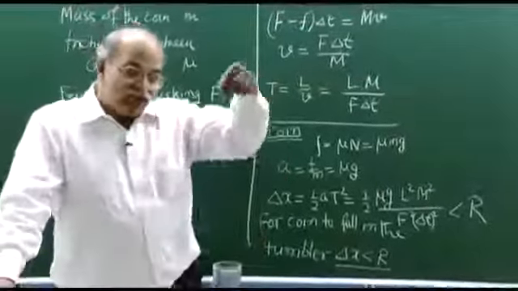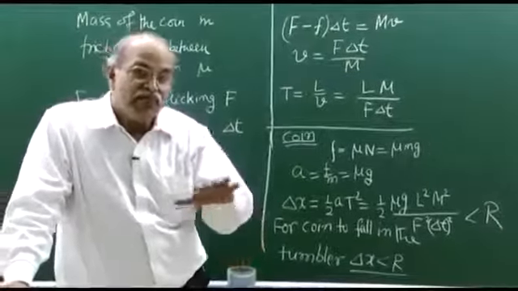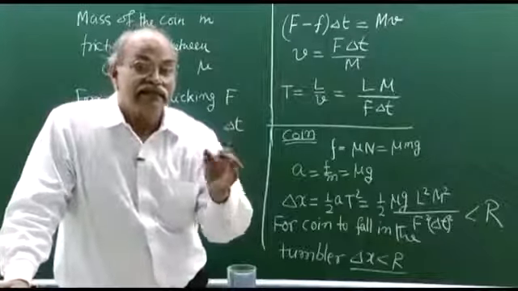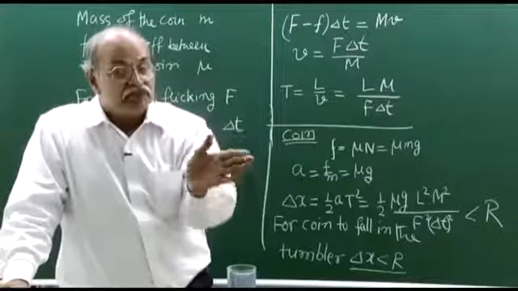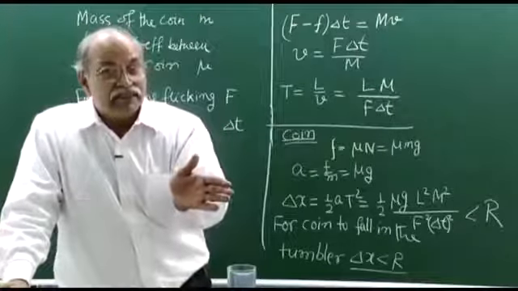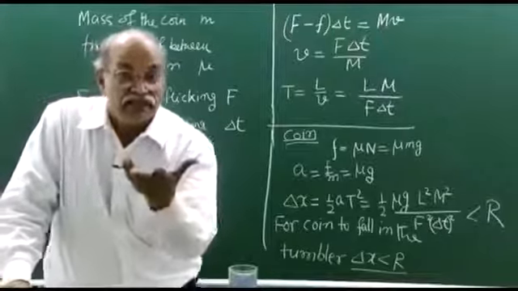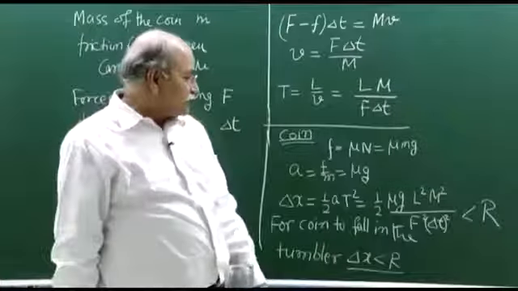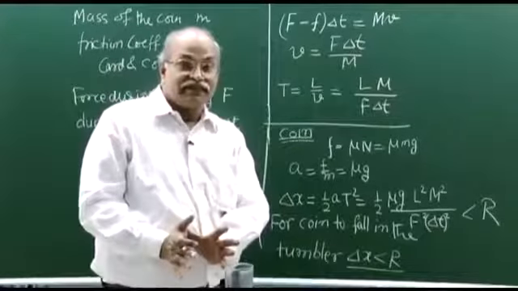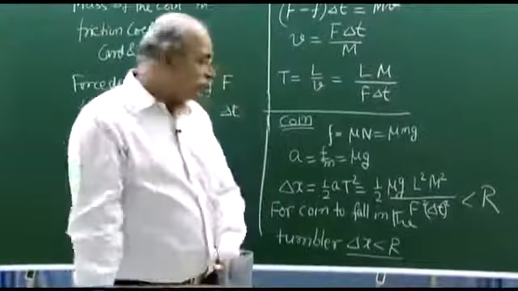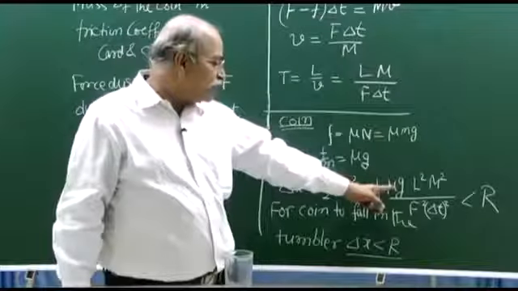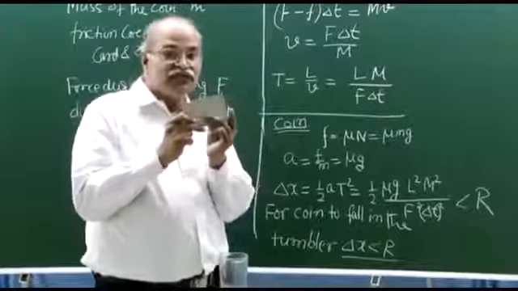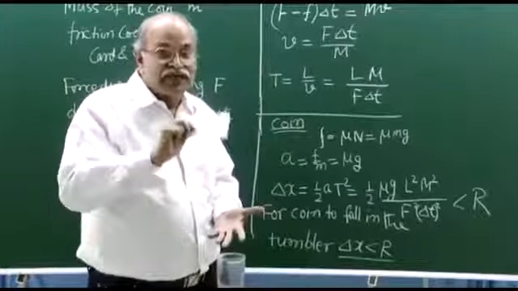So, the coin falling in the tumbler does not mean that because of inertia, because of Newton's first law, the coin remains at rest and the card moves. The coin also moves, but the total distance moved by the coin before this card goes away is this much, and if that happens to be smaller than the radius, then it falls in the tumbler. So, for a successful demonstration, so that the coin does fall in the tumbler, what should you have? You should have a smaller frictional coefficient. So, the card should have a smoother surface. The smoother the surface, the more likely the coin is to go into the tumbler.